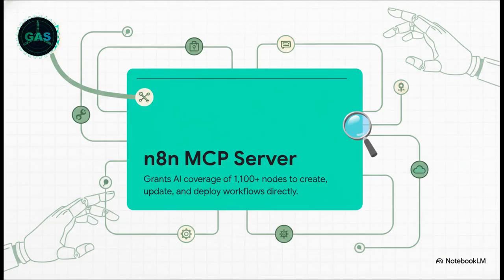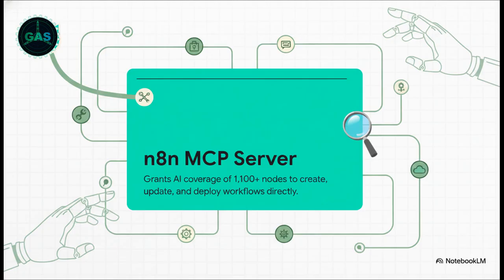Enter the n8n MCP server. Think of this as the virtual hands for your AI agent. MCP stands for Model Context Protocol, by the way. By feeding the GitHub repository link of the n8n MCP server straight to Claude, it installs a tool that gives the AI complete coverage of over 1,100 nodes, boasting a crazy 99% property accuracy. I mean, it literally allows Claude to execute commands, update configurations, and deploy workflows right into your live cloud environment.